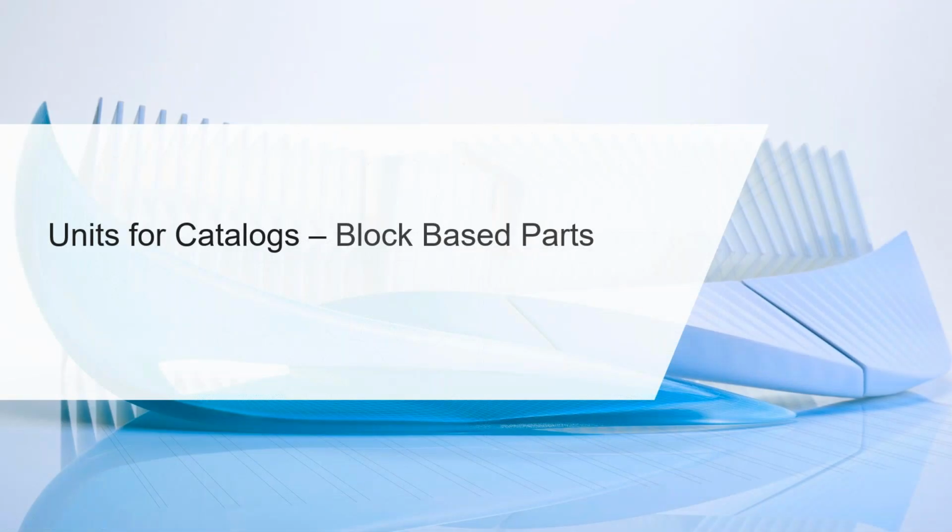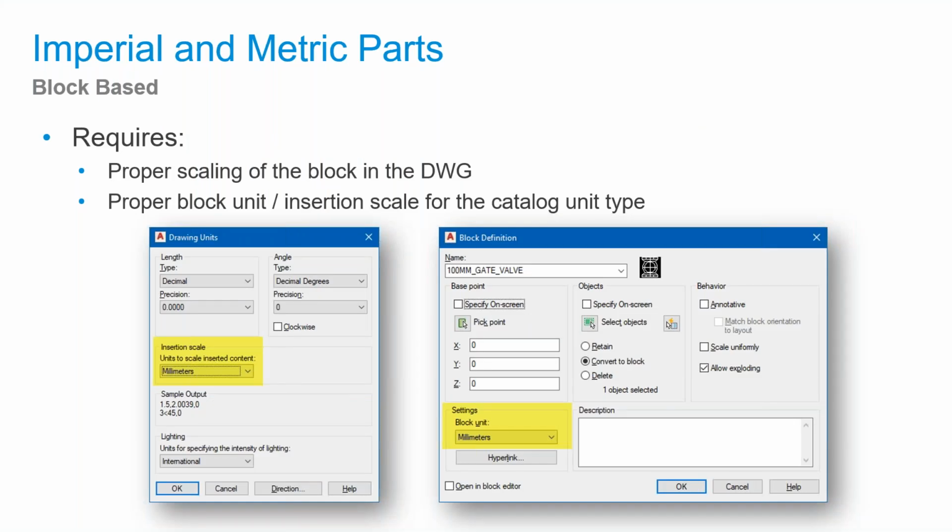Getting into block-based parts, where you're using an actual AutoCAD drawing that has 3D blocks in there, one thing to watch out for is, once again, the units, the insertion scale, and the settings on your block units as you're creating these parts. If you need to make a metric-sized valve, make sure you scale that properly using the right units. And when you define the block, make sure the block units are millimeters. That tells the software, when you place that part in the model from your part palette, to scale it properly.